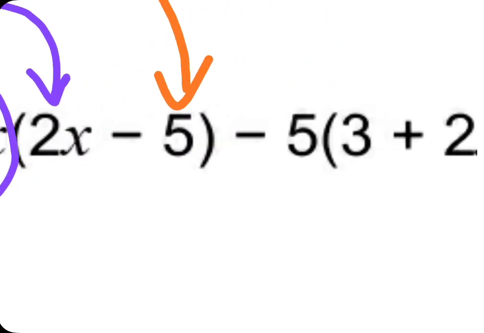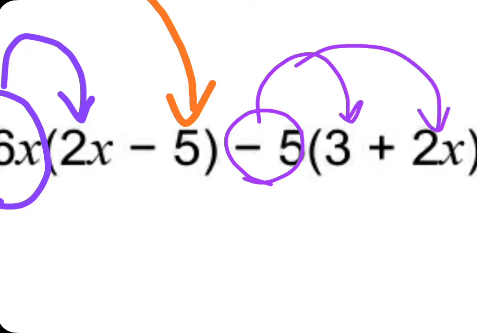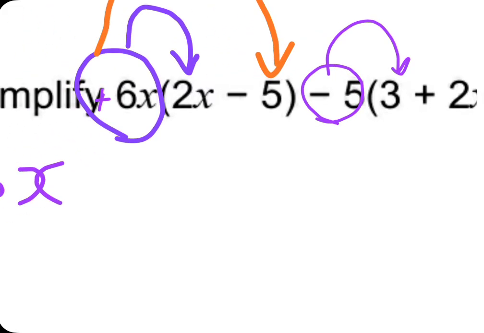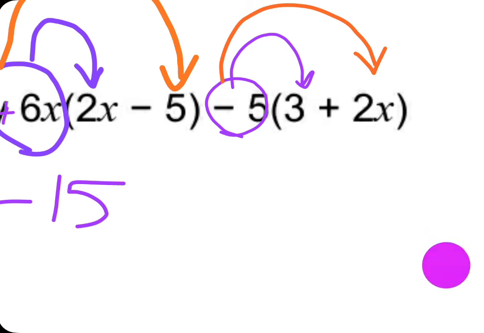Same idea. We have negative 5. We're going to multiply it here and then multiply it here. First, let's start multiplying the negative 5 with the 3. Negative times positive, different signs means it's negative. Good. And 5 times 3 equals 15. Good job. And then we take the negative 5 and multiply it with the 2x. Negative and positive means negative.